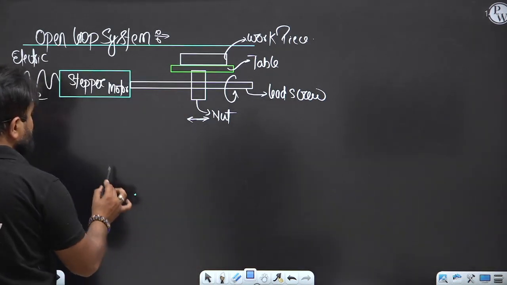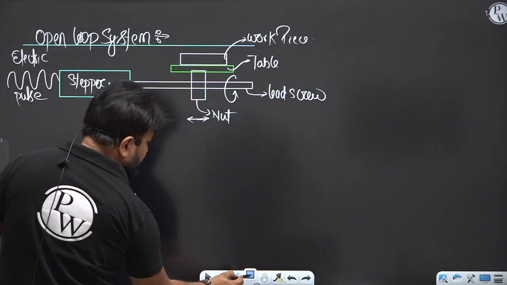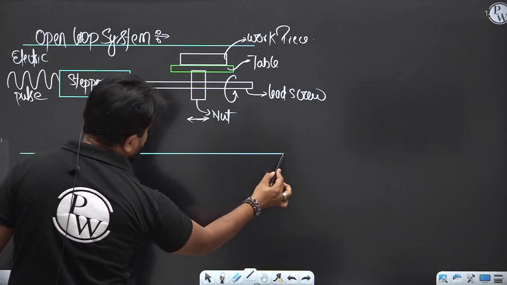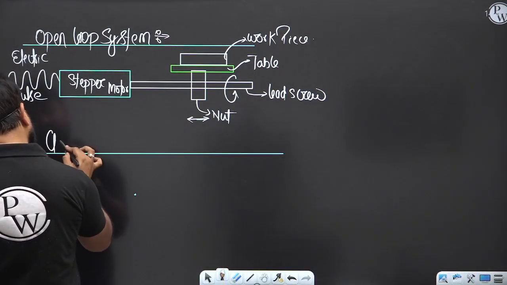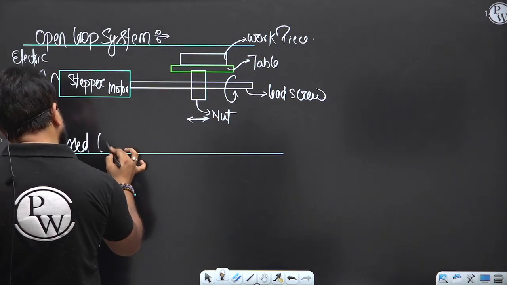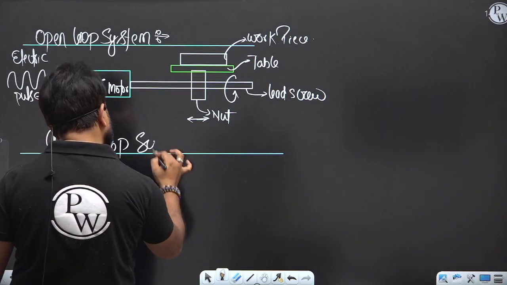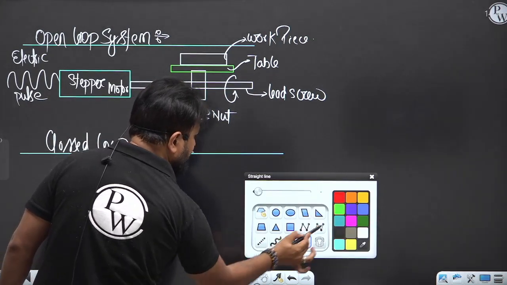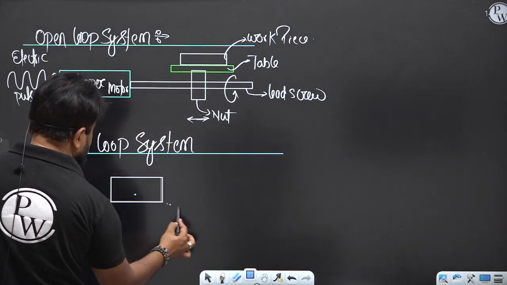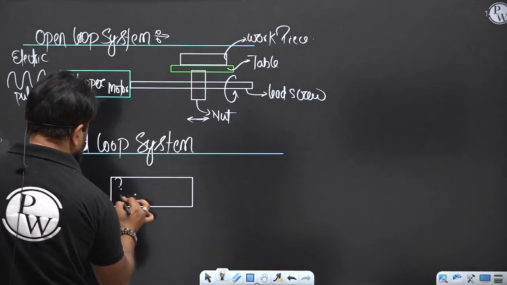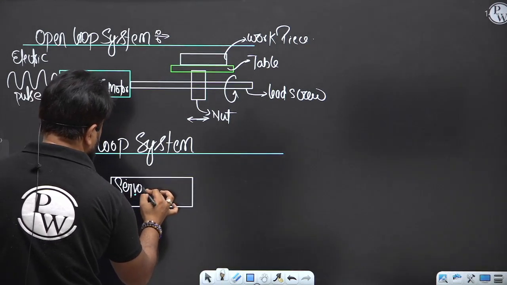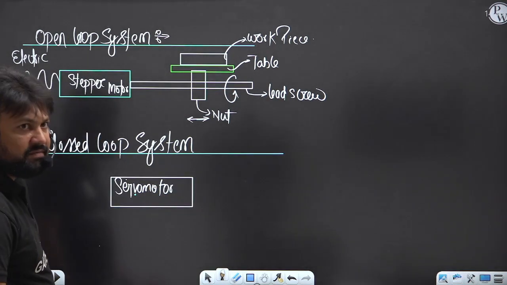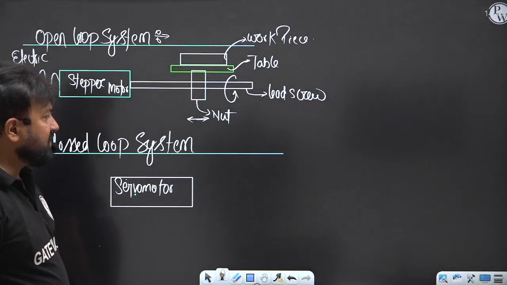Now there is a closed loop system. Let me write down the closed loop system. My dear, in the closed loop system, there will be a motor. This is a servo motor, not a stepper motor. The function of servo and stepper is almost the same. A little bit of difference is there.